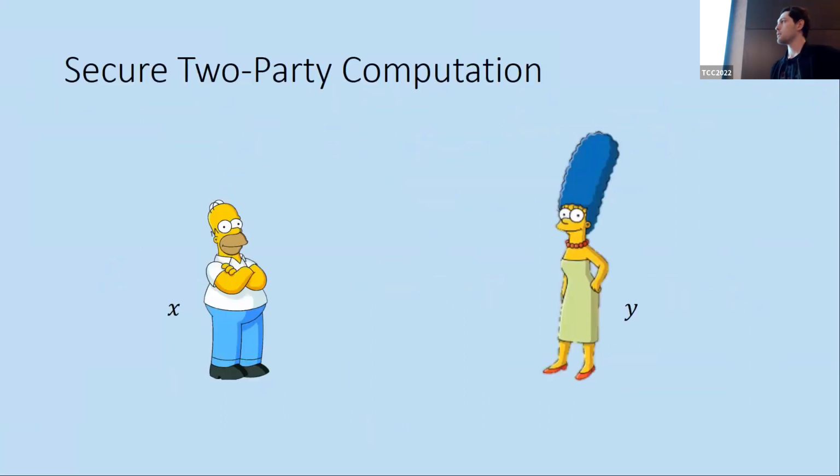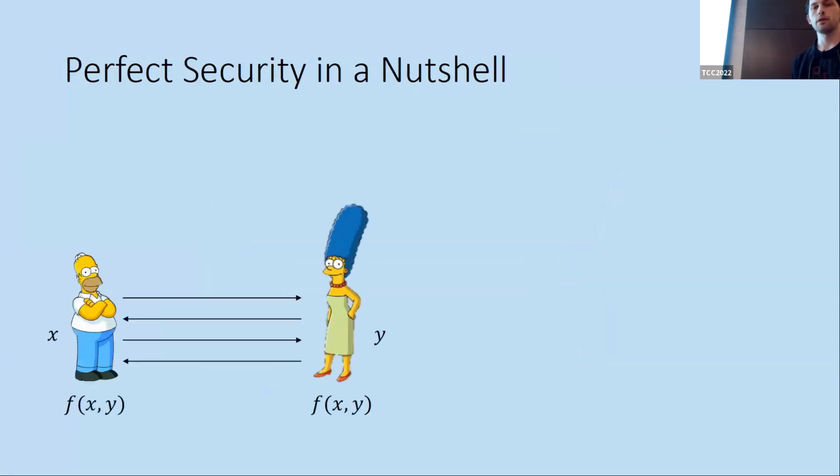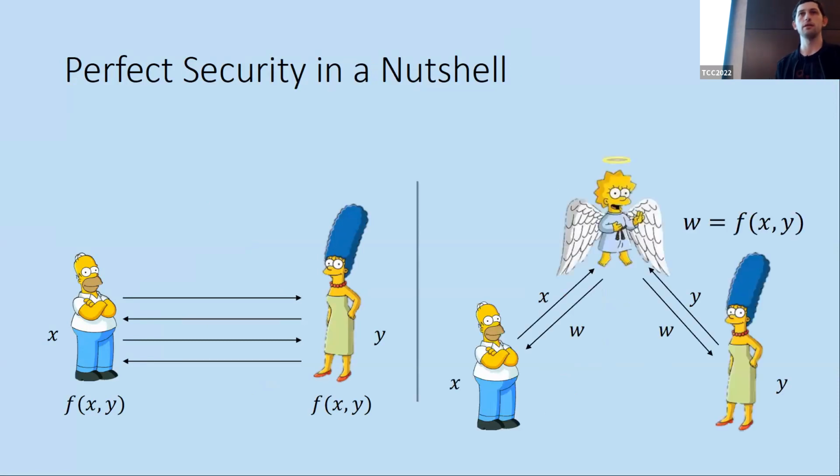Okay, so in this work, we consider secure 2-party computation. Here we have 2 parties, Homer and Marge, each holding his own input. They interact in some protocol until they obtain an output. And we want this protocol to be secure. Specifically in our work, we consider perfect security. And to define it, we compare the real world to an idealized version of the computation where the parties have access to a trusted party that does the computation for them. So they send the trusted party their inputs and receive an output.